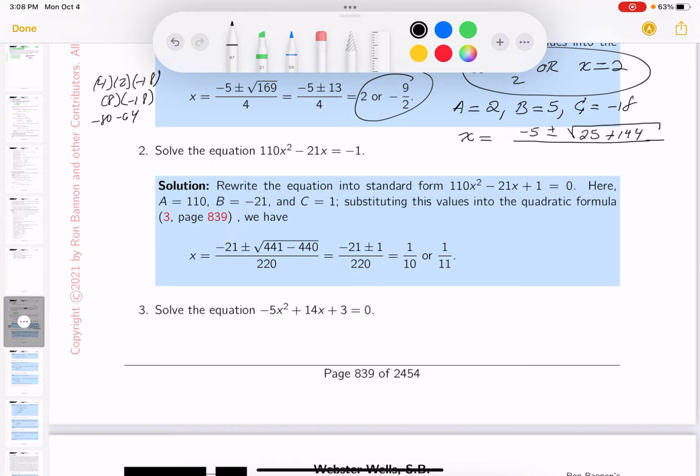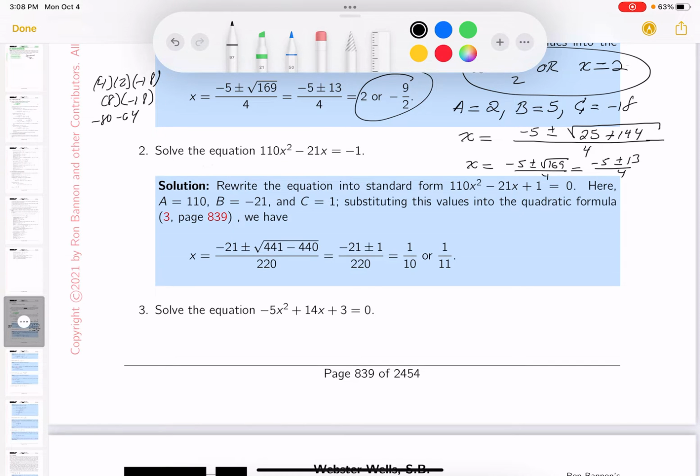And what do you get on the bottom? Twice a, which is 4. Let's go through that. What do you get? You get x equals minus 5 plus or minus the square root of 169 over 4. This gives you minus 5 plus or minus, the square root of 169 is 13, over 4.